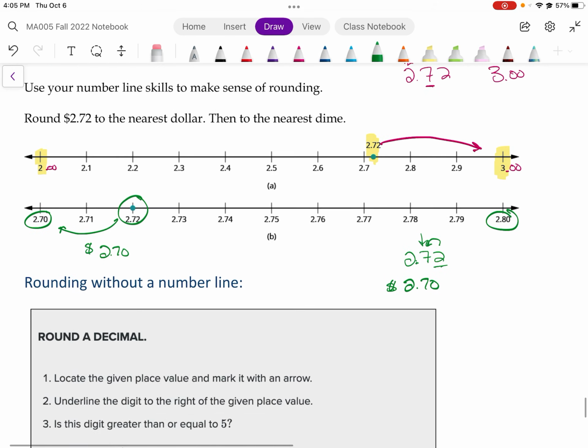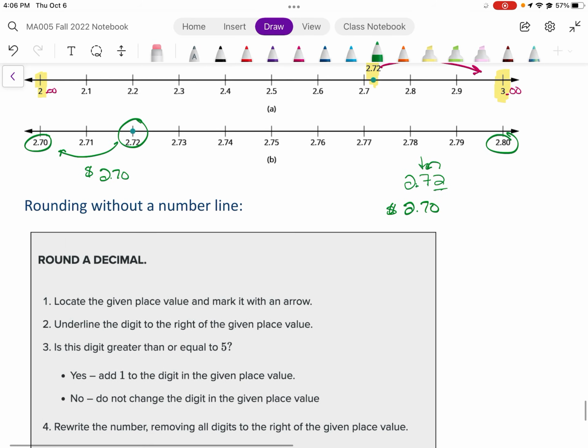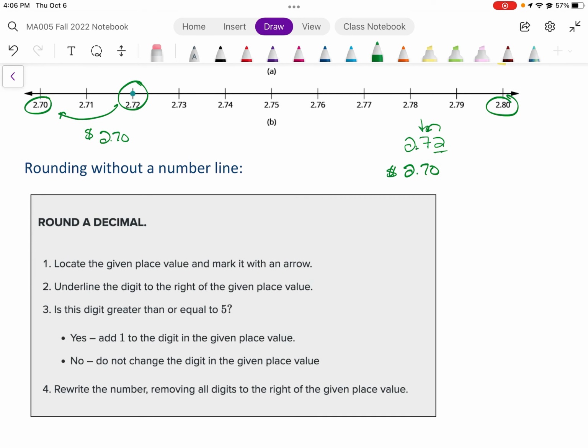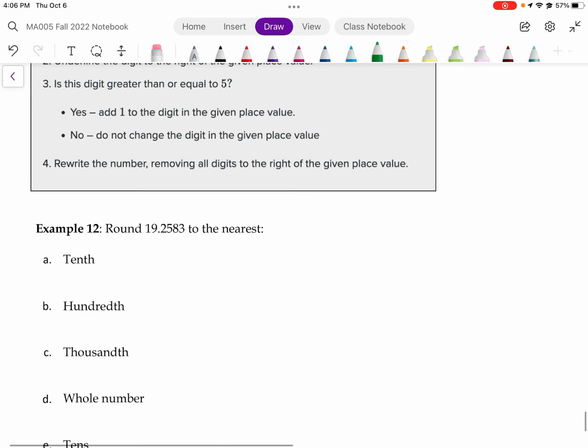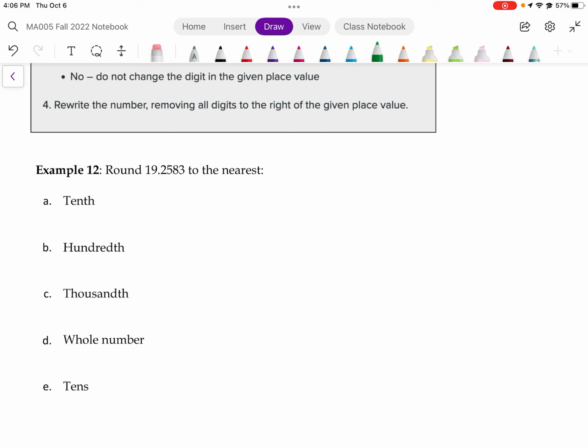All right, so rounding a decimal: locate the given place value, mark it with an arrow, underline the digit to the right, and think, is it equal to 5 or greater? If so, go up. If not, stay where you are. All right, so try, this is our last problem, try these right here. Round this number to all of these different place values.